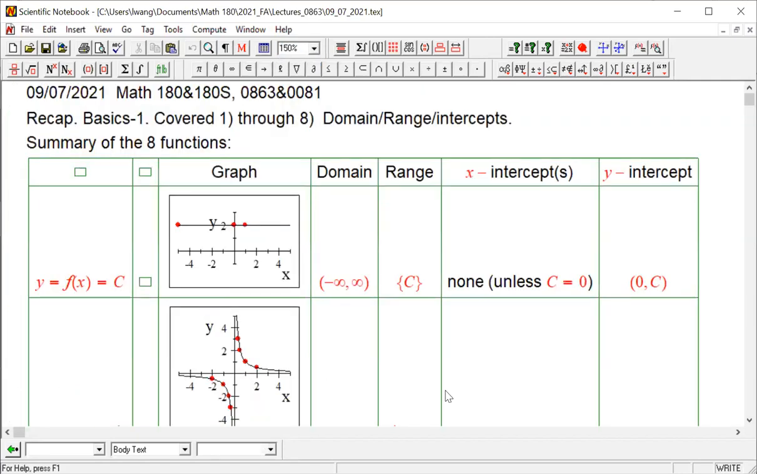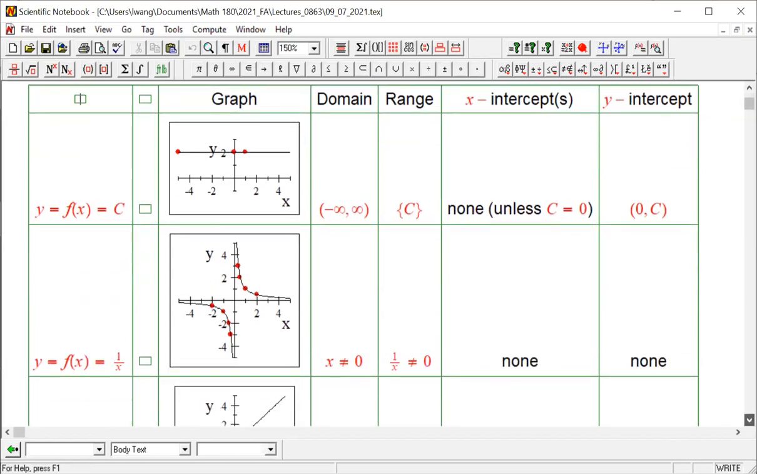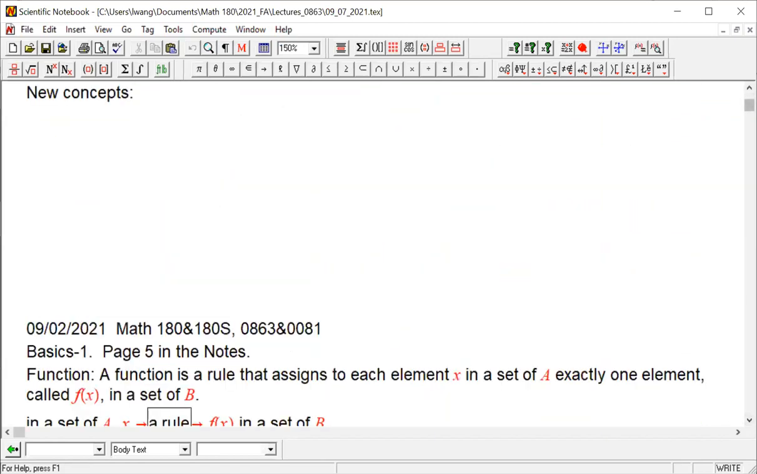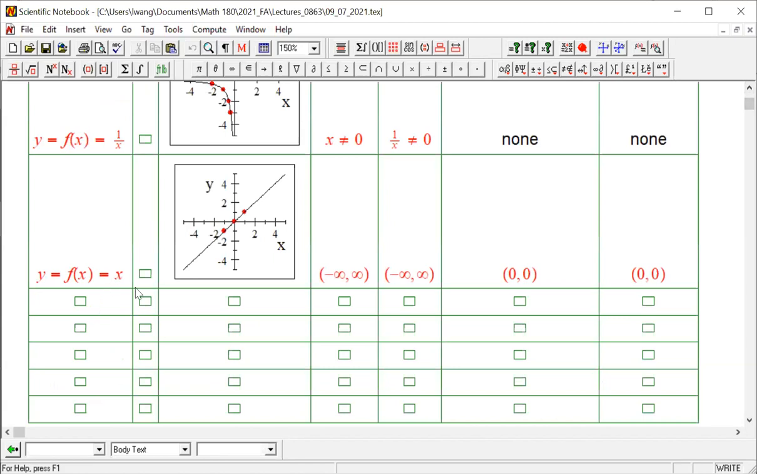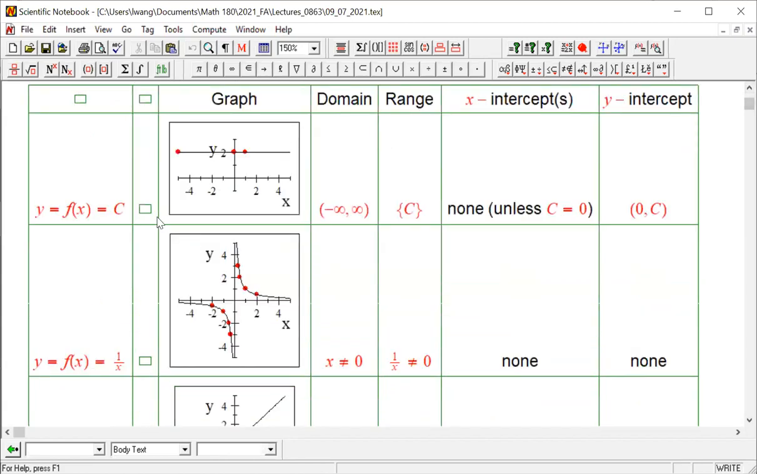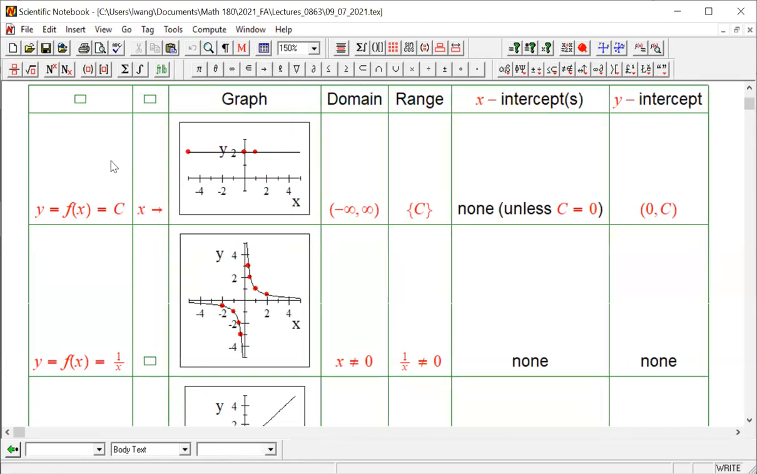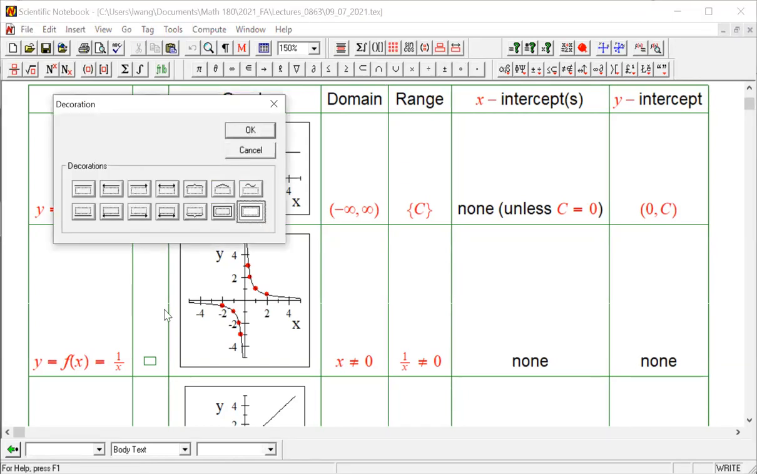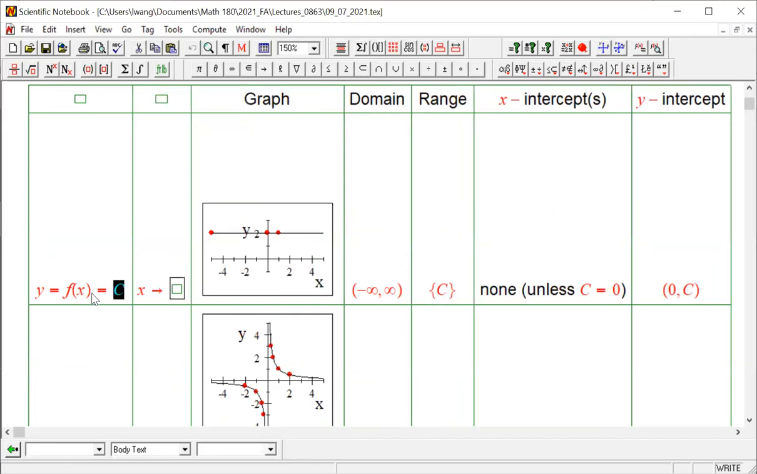So now we have done function number 3. The reason I added this new column is to show you how the rule works, because we talk about a function being a rule. And this rule takes the input and produces output. It takes input, produces output. So what is the rule?